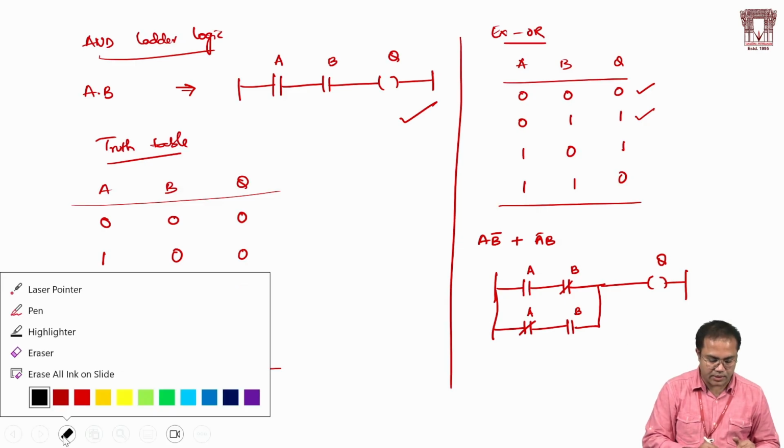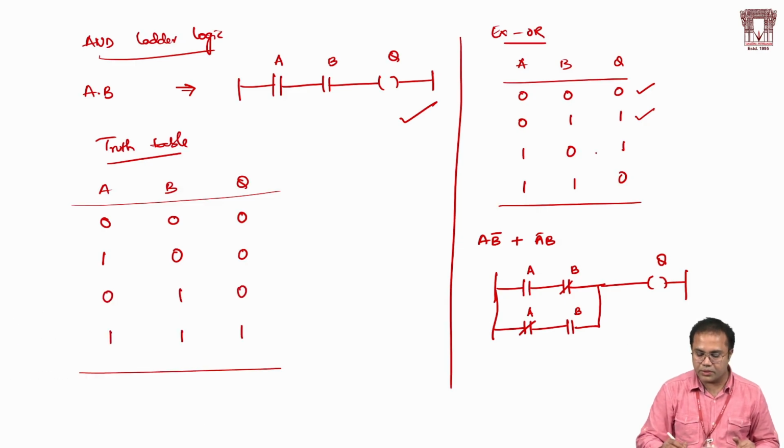Now next case, that is 1 0. This time A receives input but not the B, so this normally open instruction becomes closed, and here this closed instruction becomes open. So it means this is closed, the continuity will come from this side. Understood? But not from the branch. It means the Q is again on. Got it?